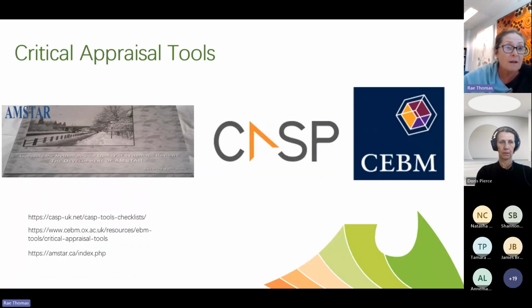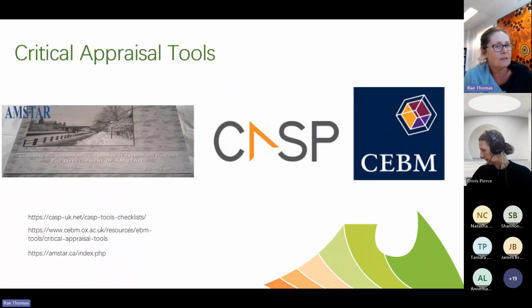There are a couple of different ways that you can critically appraise systematic reviews. There's something called the AMSTAR. Now, the AMSTAR is the gold standard of appraisal for systematic reviews. It stands for, and it's not intuitive, a measurement tool to assess systematic reviews. So that's the AMSTAR gold standard for assessing systematic reviews.